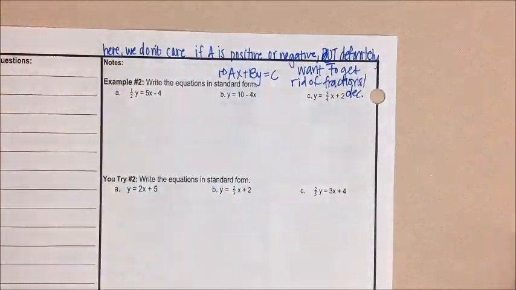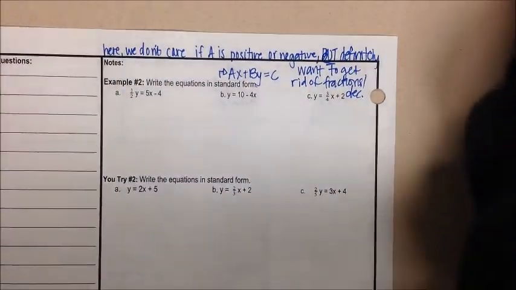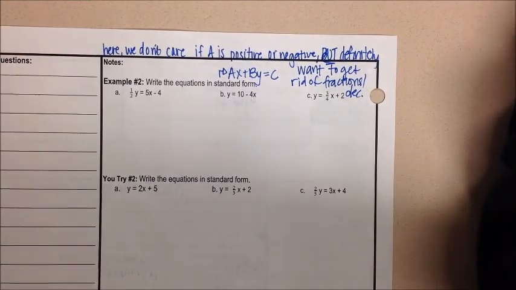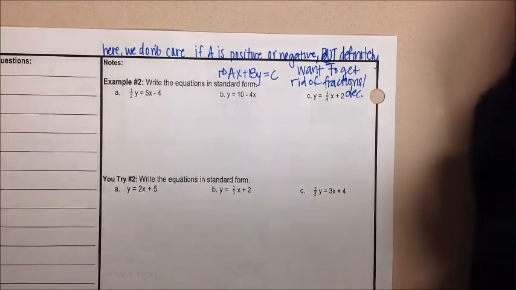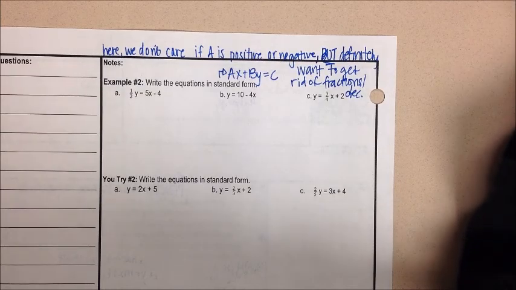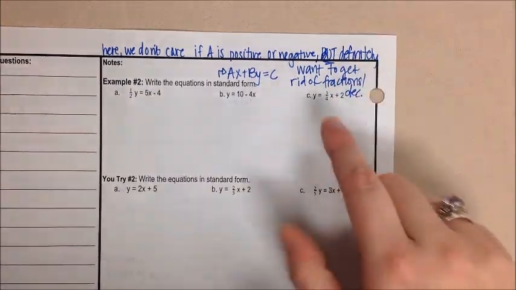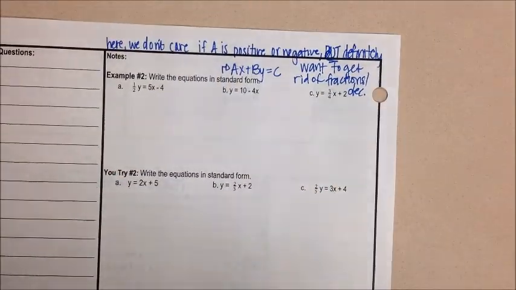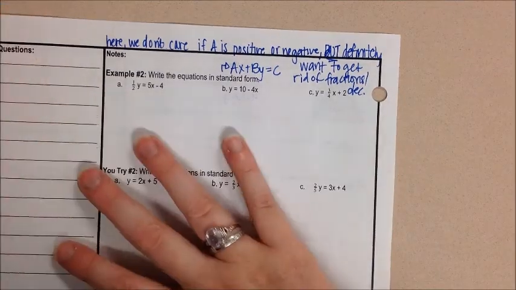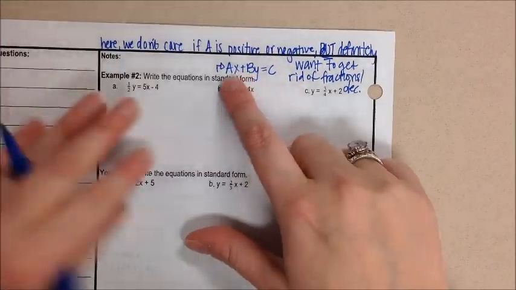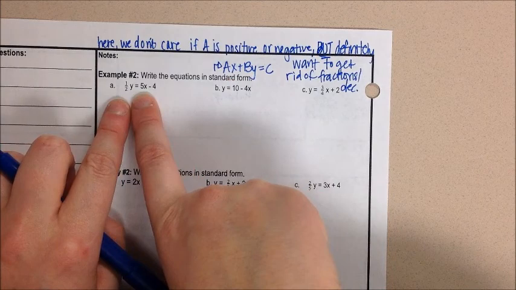Okay, so we don't care as much if A is positive or negative, so we might not be putting it into a standard form all the way, like we did in that chapter 5, okay? But we definitely care about fractions and decimals. We don't want to work with those, okay? So we will have to get rid of those. But we're going to work on getting it into this form, okay?